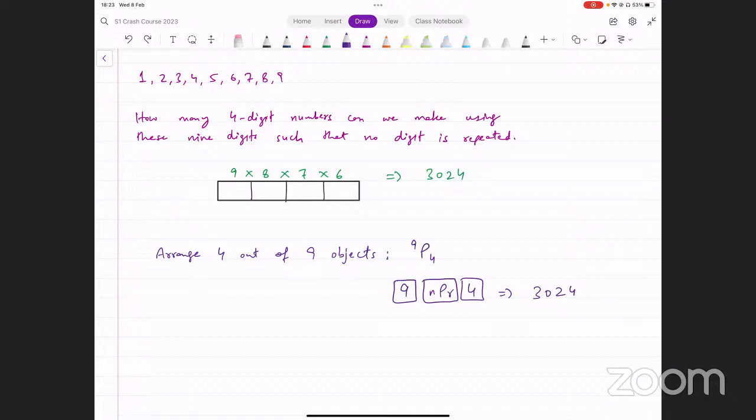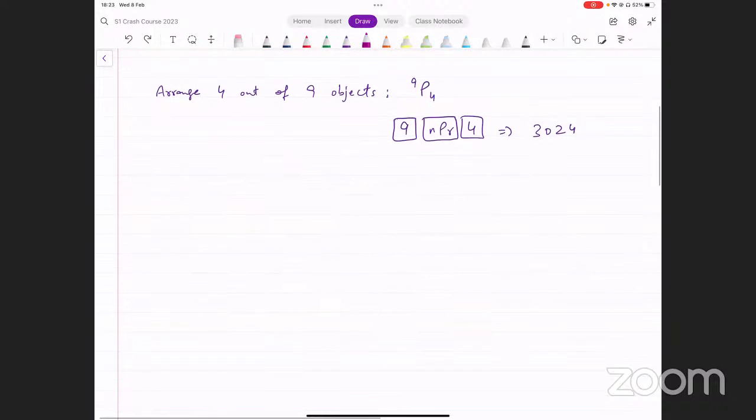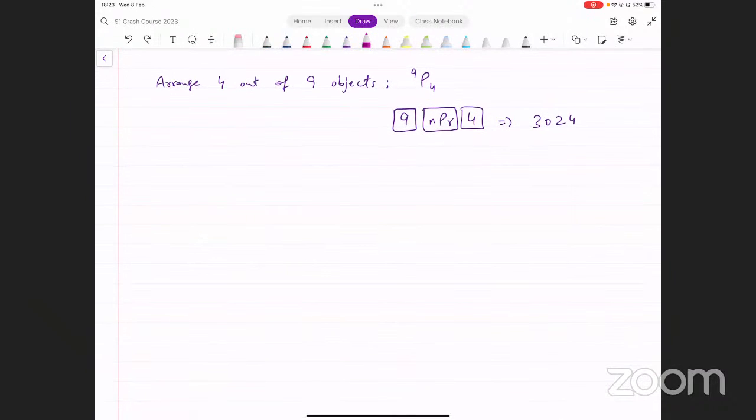Now, how exactly does it work? So this permutation function is actually defined like this. There's a formula for this that the calculator uses. It looks like this. nPr is equal to n factorial divided by n minus r whole factorial. This is the formula for nPr.